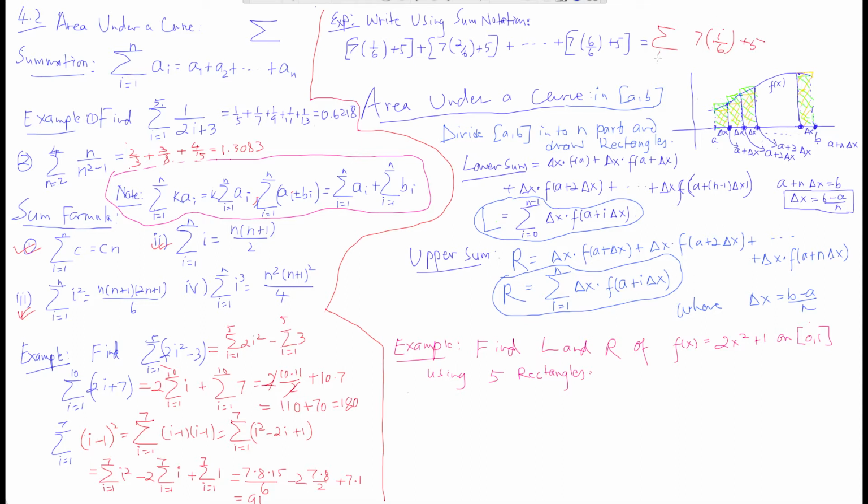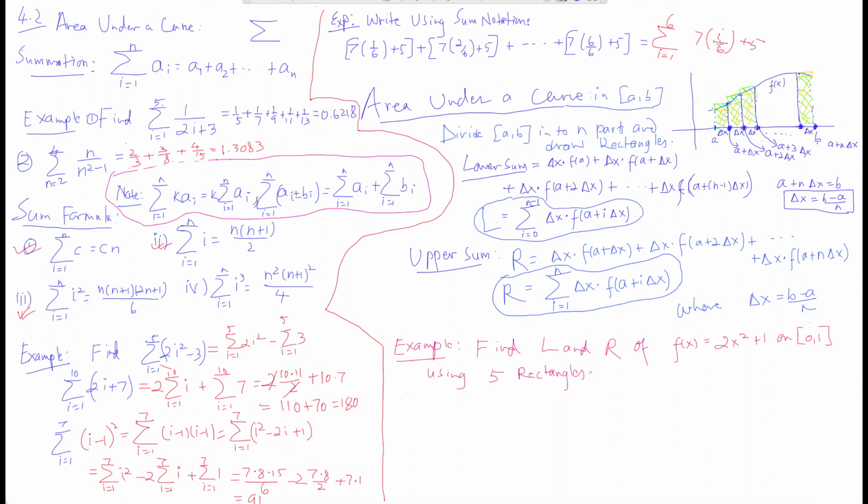And how is that i? i is running from 1 through 6. You see that? When you plug in i equals 1, you will get 7 times 1 over 6 plus 5. For i equals 2, you will get 7 times 2 over 6 plus 5. That's the second one. And similarly for the 6th, 7 times 6 over 6 plus 5. So this is the summation notation.